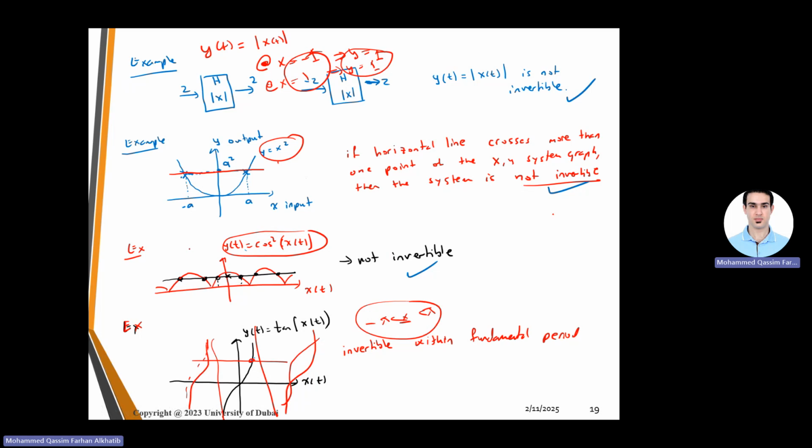Like even the cosine, for one fundamental period, is something like this. It's not invertible, because I have a point in here and a point in there, and they produce the same output. So cosine is not invertible.